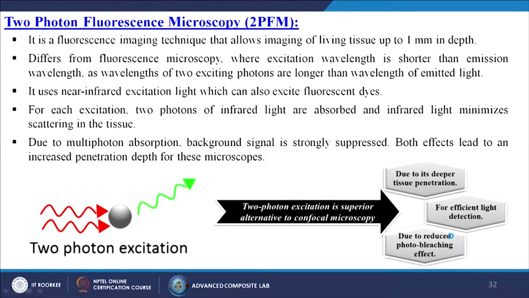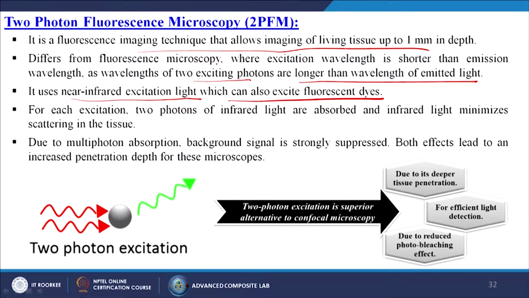Then the last one is called two photon fluorescence microscopy, or maybe 2PFM. It is a fluorescence imaging technique that allows imaging of living tissues up to 1 millimeter in depth. It differs from fluorescence microscopy, where the excitation wavelength is shorter than the emission wavelength, as the wavelengths of the 2 exciting photons are longer than the wavelength of emitted light. It uses near infrared excitation light, which can also excite fluorescent dyes.